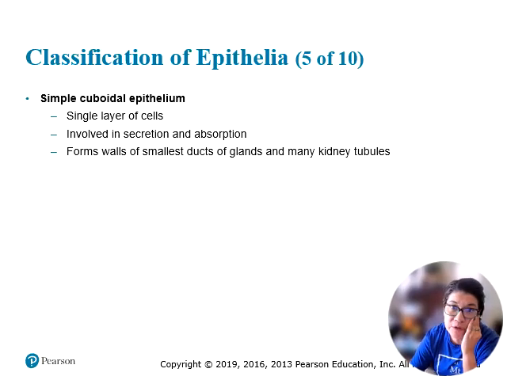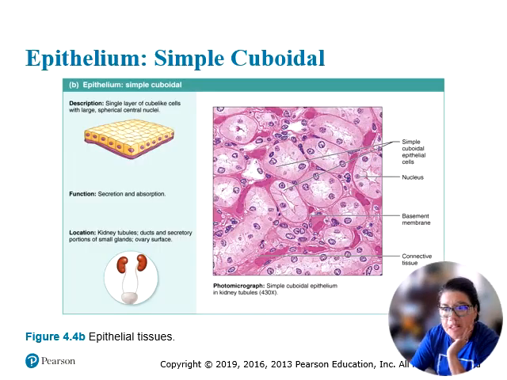Okay, simple cuboidal is also a single layer, but they're cube-shaped. You will see these involved in secretion and absorption, and they form the ducts of glands and kidney tubules. So this is what they look like, little bricks, but a single layer, maybe patio bricks. And then here's some pictures of them. So this would be the cuboidal cell right there. Let me get my laser on. So right there's the cuboidal cell.